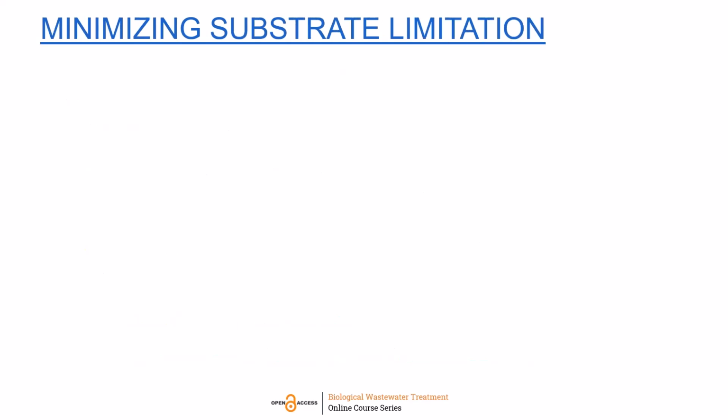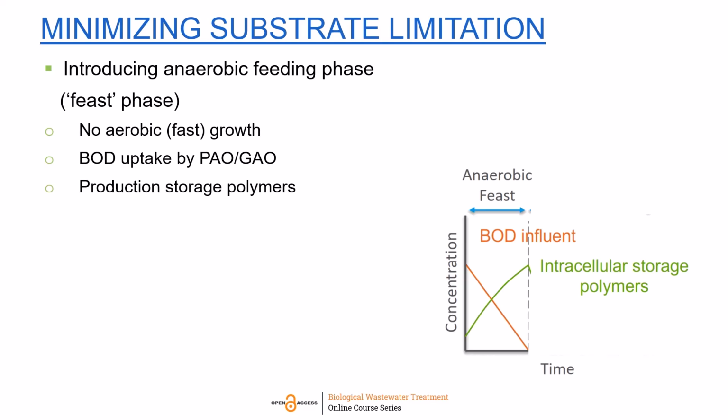So now we know what to do. We need to minimize substrate limitation for heterotrophic bacteria. But how is this done in an aerobic granular sludge reactor? Well, we will have an anaerobic feeding phase.